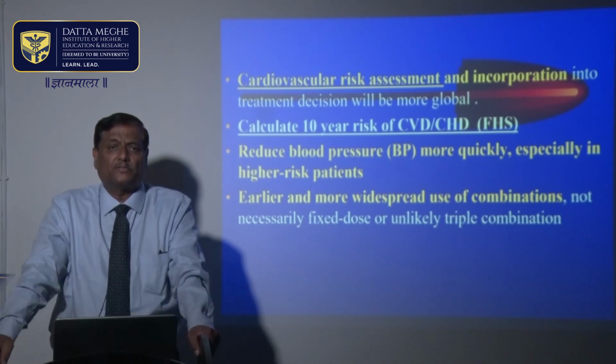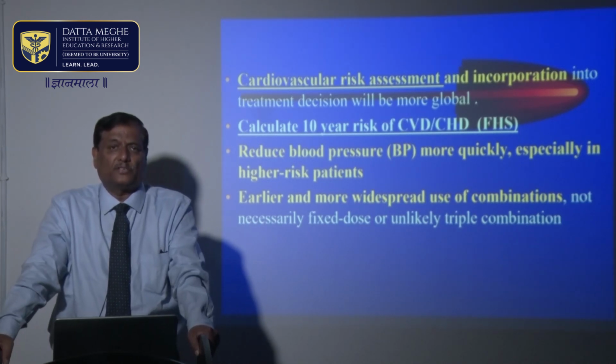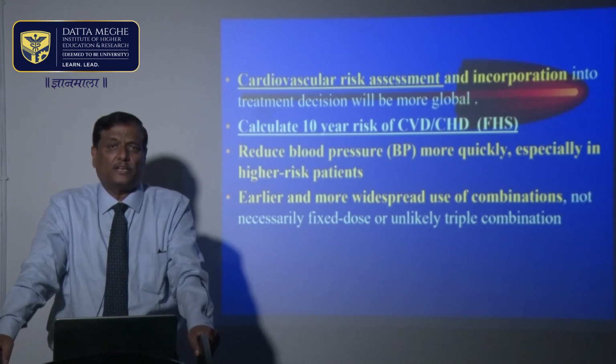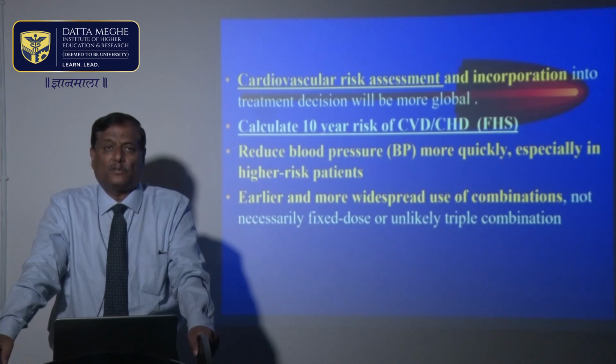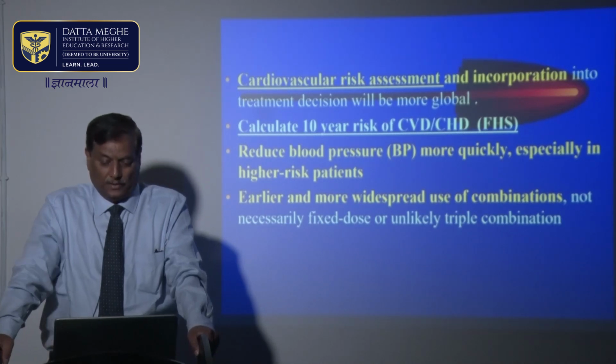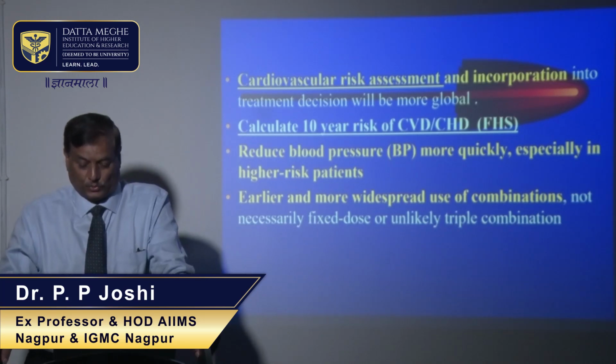And if the goal blood pressure is more than 20 by 10, that is more than 20 millimeters systolic and 10 millimeters of diastolic, we have to bring down the blood pressure by using a combination of two medications in a single pill, or we may have to use triple combination medications also.